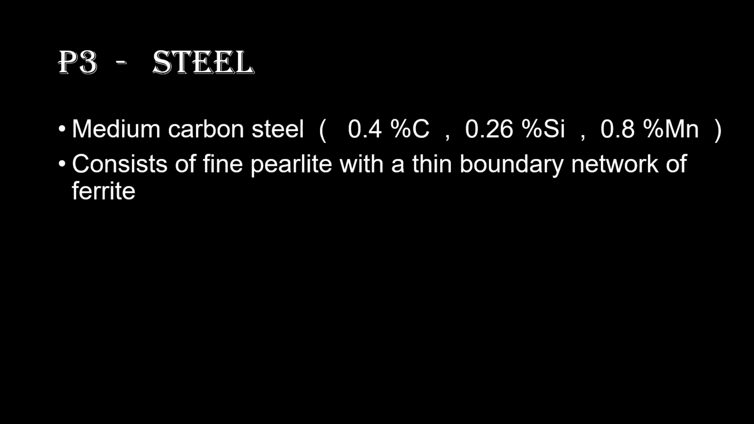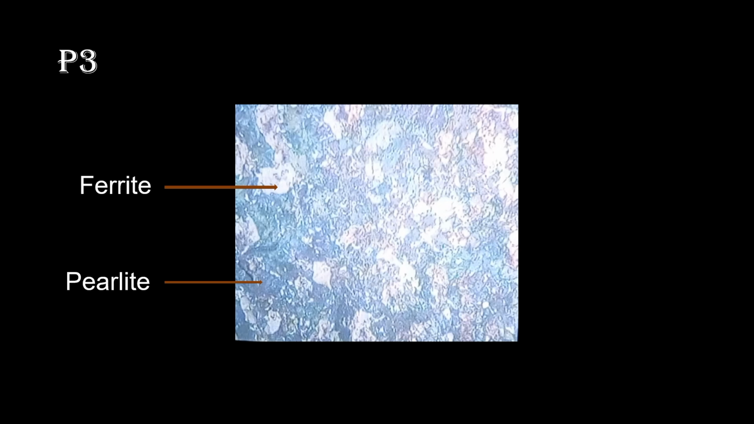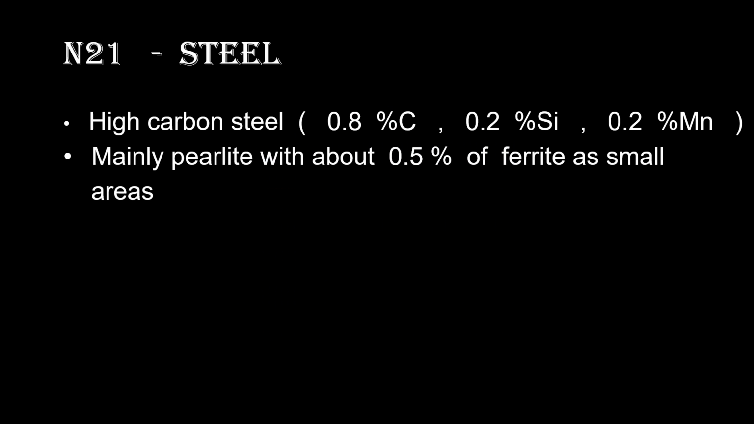Next sample is P3. It's a medium carbon steel which contains 0.4 of carbon, 0.26 of silicon with 0.8 of manganese. As you can see, this microstructure contains ferrite in a pearlite matrix.